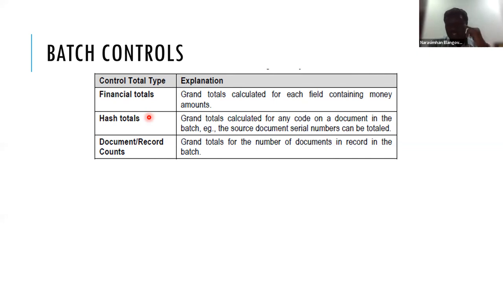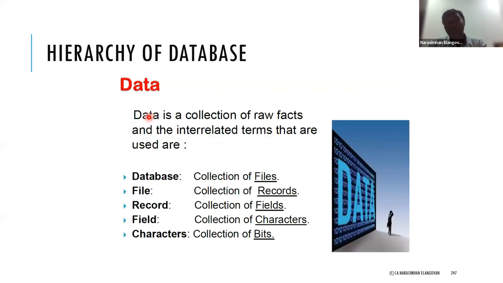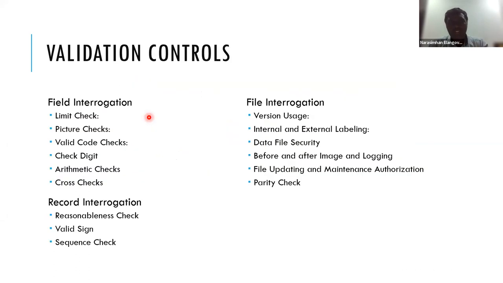When you're filing your TDS return, because now it's July, you'll be filing the TDS return. Form 27A, if you generate it, on the top corner you'll find a hash table. I think we spoke of the hierarchy of database. Relating to that is validation controls.